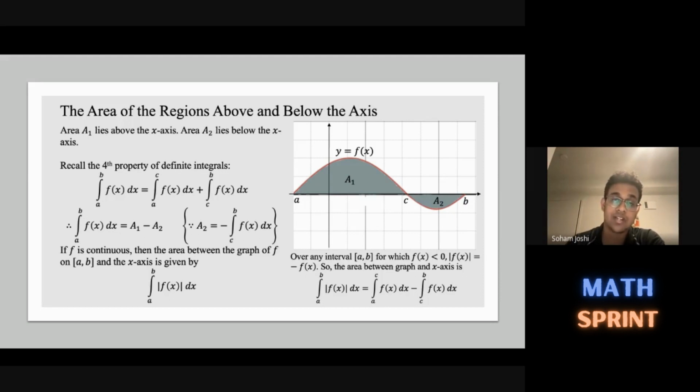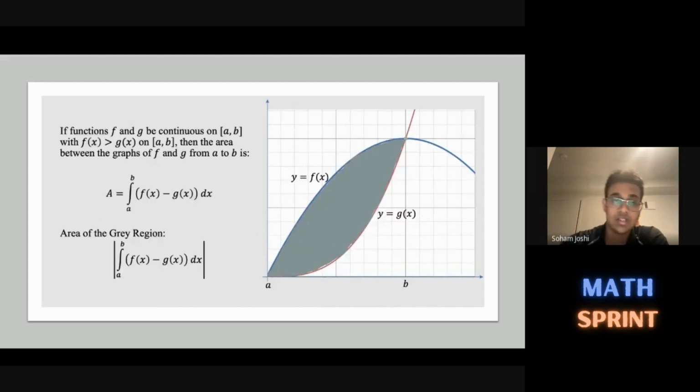The area between the graph and the x-axis is the definite integral of f of x with respect to x with a lower limit of a and an upper limit of c, minus the definite integral of f of x with respect to x with a lower limit of c and an upper limit of b. So in other words, if you want to find a1 plus a2, you need to subtract the two integrals corresponding to both those areas.